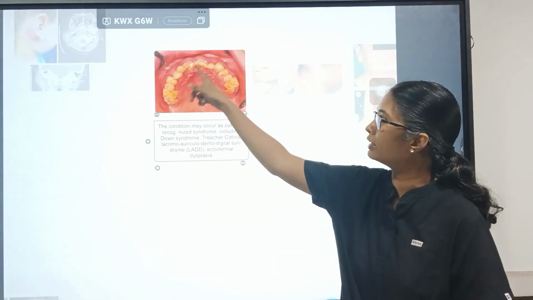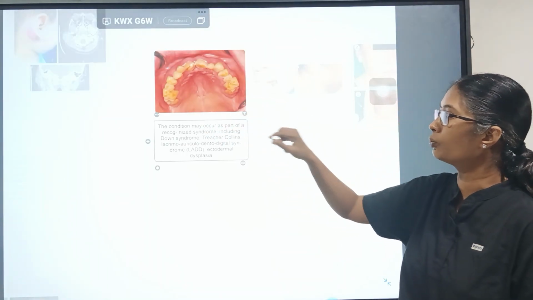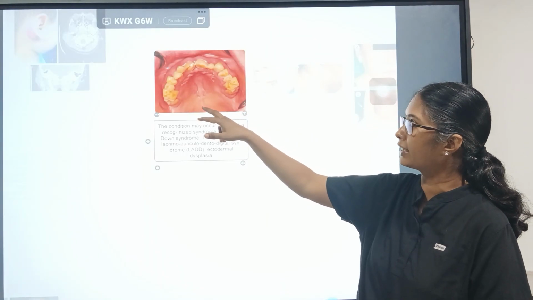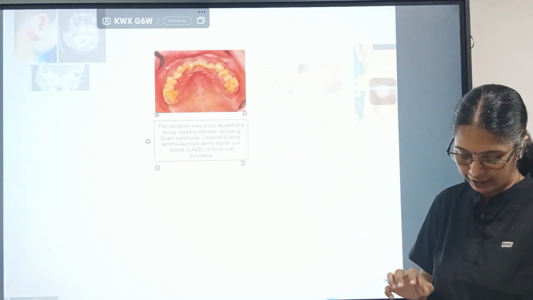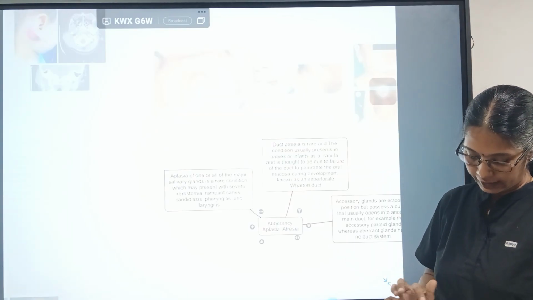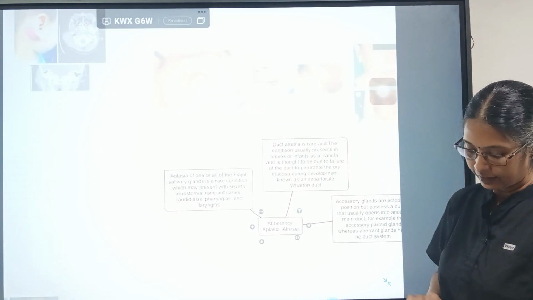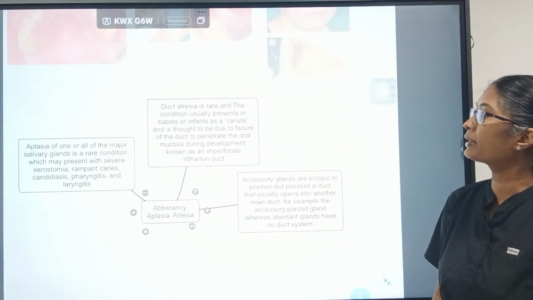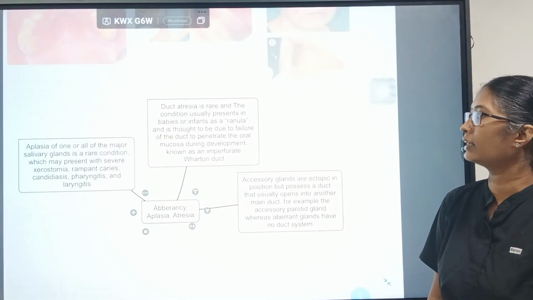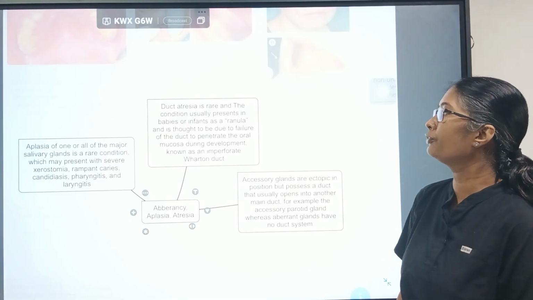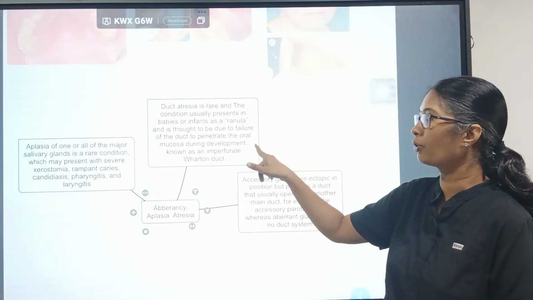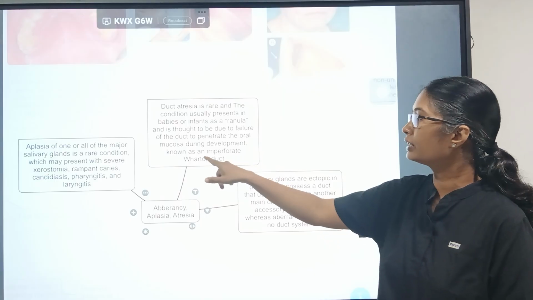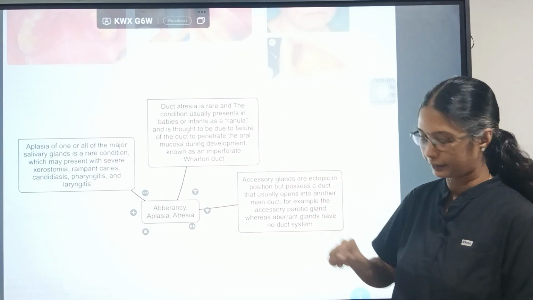This picture is from a Down syndrome patient who had aplasia of salivary glands. Xerostomia is observed in this picture. Next is ductal atresia. Ductal atresia is also rare, and the condition usually presents in babies or infants as a ranula, and is thought to be due to failure of the duct to penetrate the oral mucosa during development. So it is known as an imperforate Wharton duct.